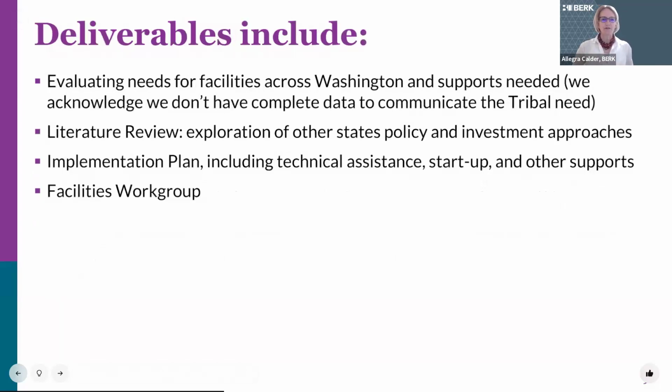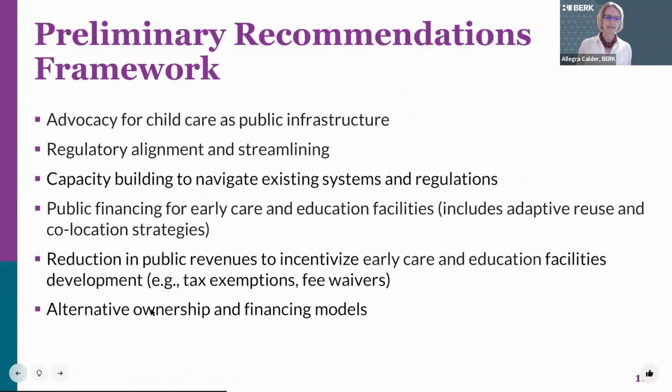So as mentioned, we are evaluating the needs for facilities across Washington and what supports are needed. We would acknowledge that we have some incomplete data in some cases. Tribal need is one place we know that that's the case, and I suspect there are others. We are finishing up this literature review, as mentioned, and working towards an implementation plan. And then we've pulled together a facilities work group. Next slide, please.